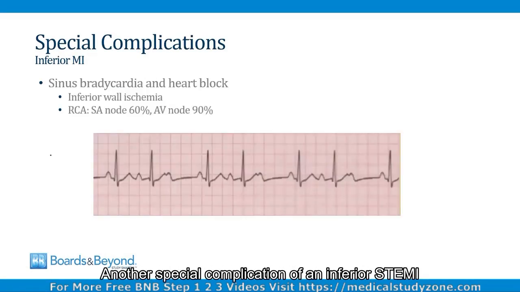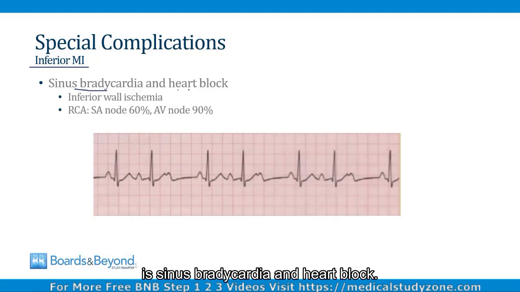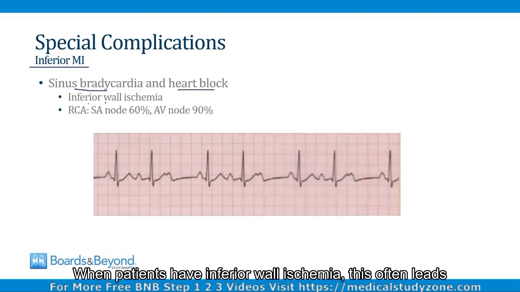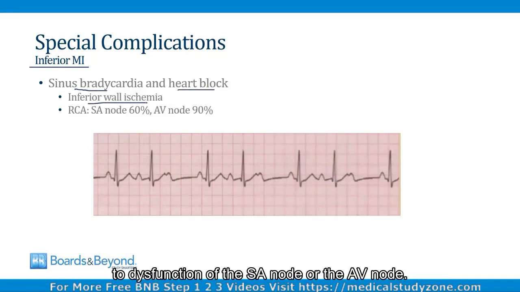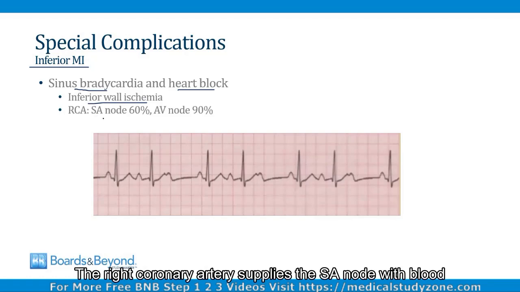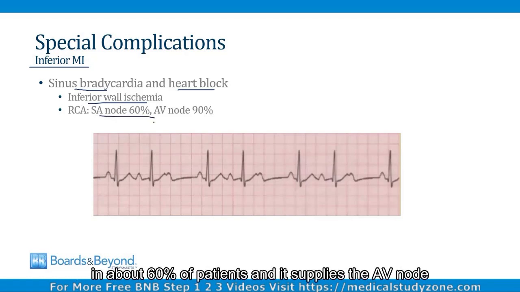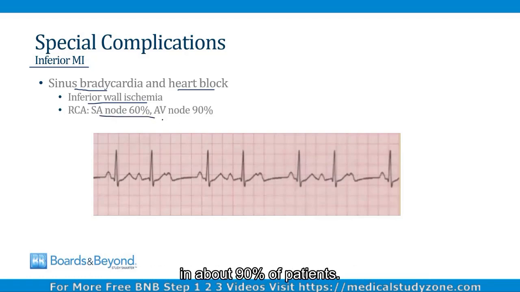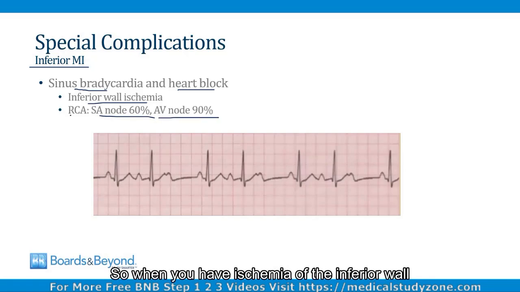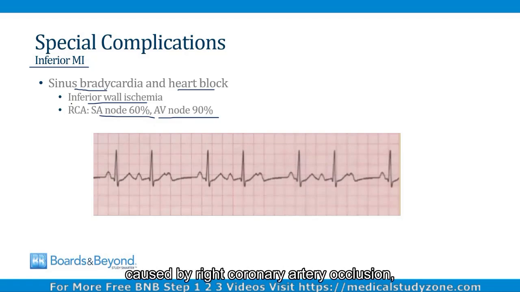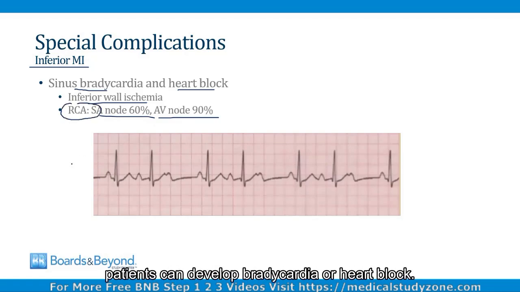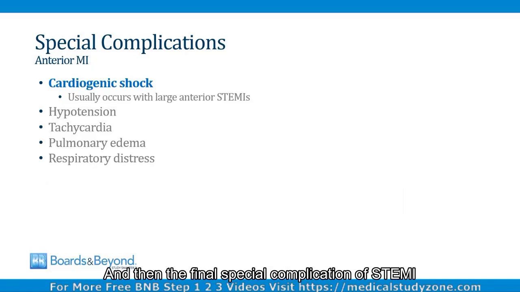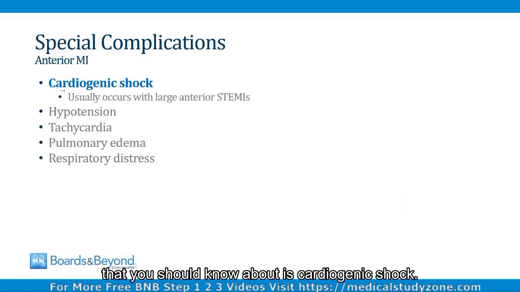Another special complication of an inferior STEMI is sinus bradycardia and heart block. When patients have inferior wall ischemia, this often leads to dysfunction of the SA node or the AV node. The right coronary artery supplies the SA node with blood in about 60% of patients, and it supplies the AV node in about 90% of patients. So when you have ischemia of the inferior wall caused by right coronary artery occlusion, patients can develop bradycardia or heart block. And then the final special complication of STEMI that you should know about is cardiogenic shock.